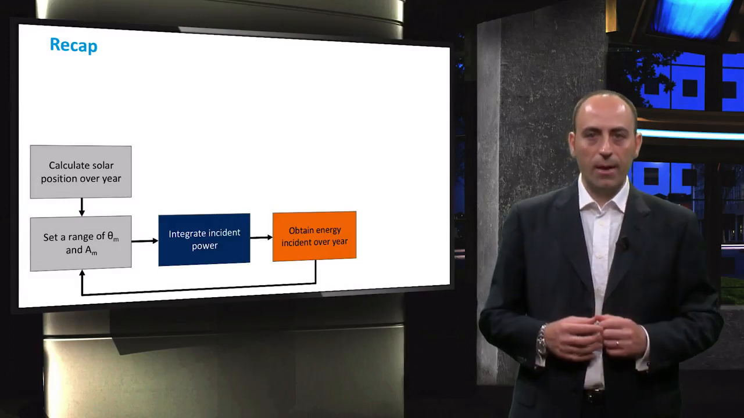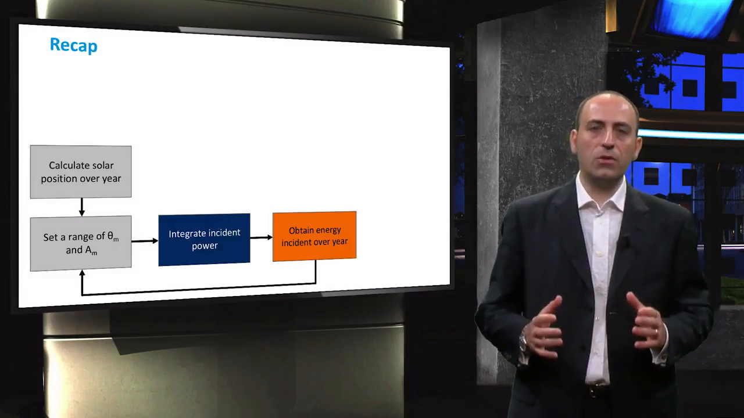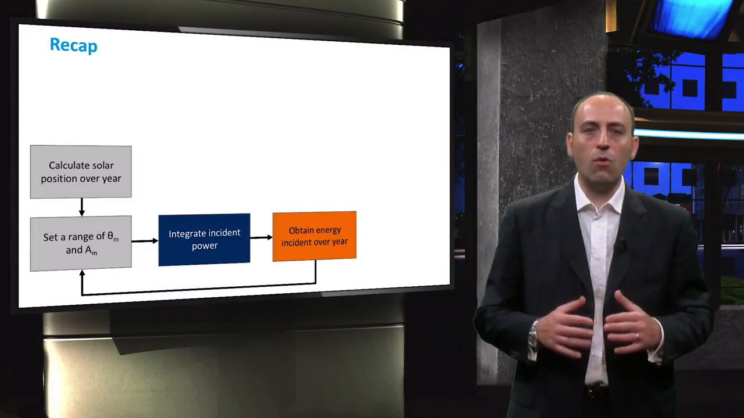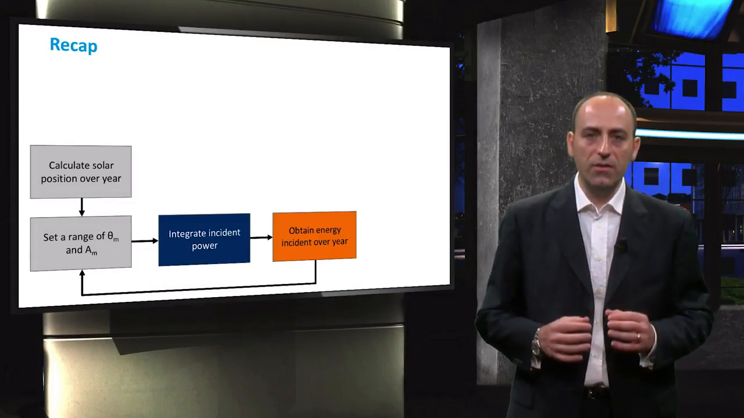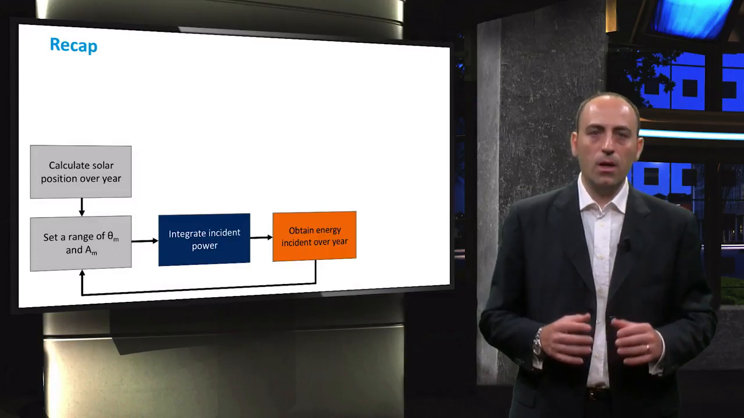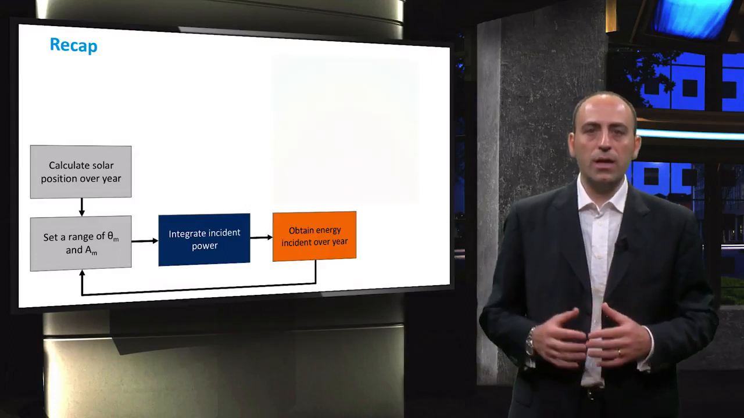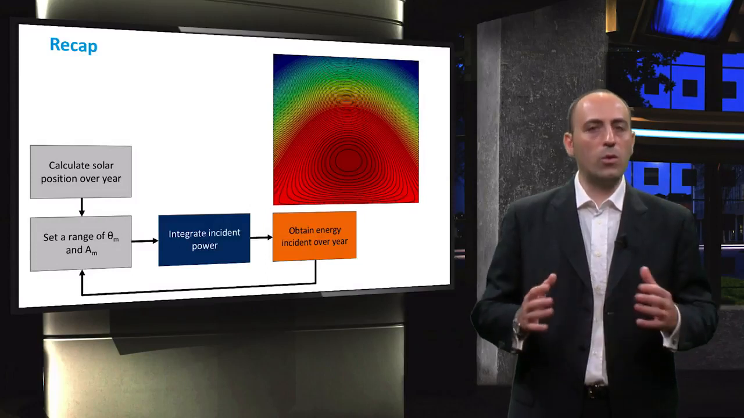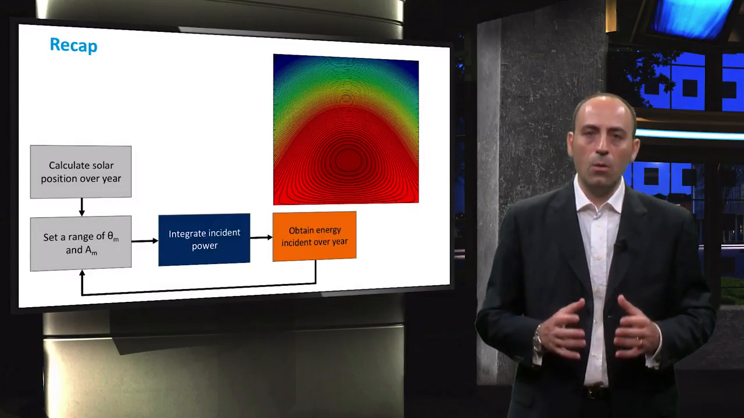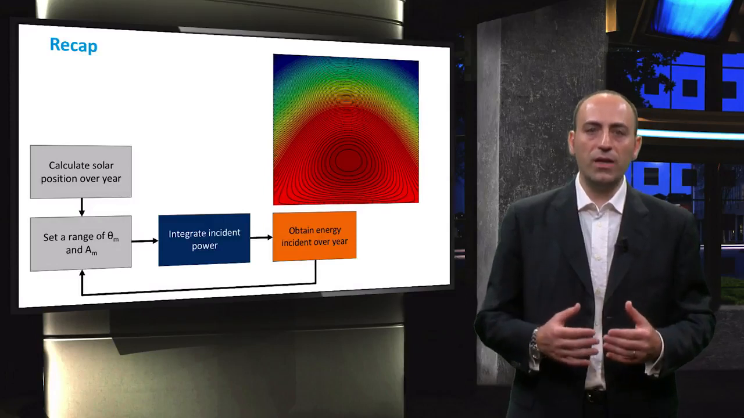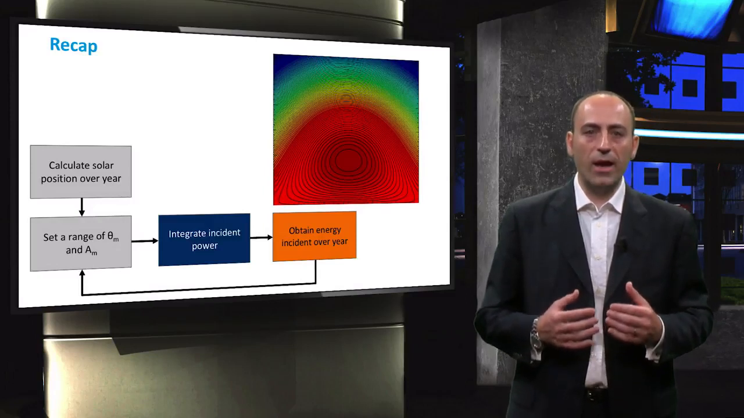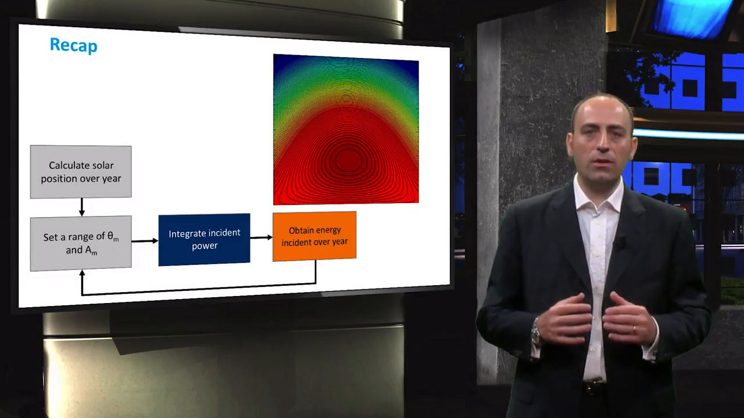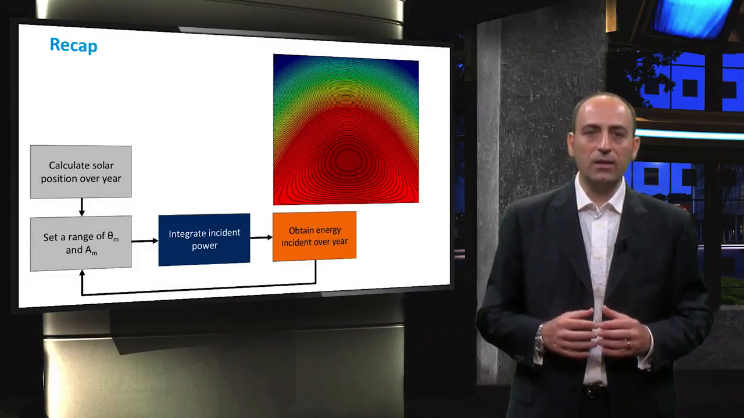Time for a short recap. In this video, we have introduced the flowchart to obtain the energy incident on a PV module over an entire year for a specific set of tilt and azimuth. The result is this contour plot that graphically depicts the yearly energy incident for all possible module orientations. With this tool, we introduce the fixed and adjustable concept for energy optimization. In the next video, we will look at a more advanced technique that is mechanically tracking the sun.